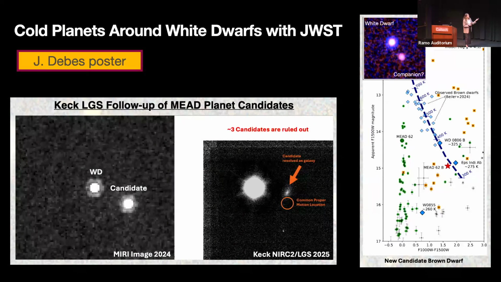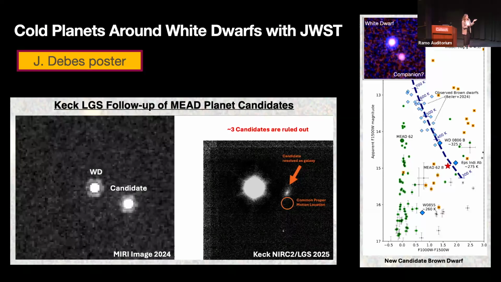And then I'll also mention as well, John Debus, we're not only looking at solar-type stars here, we're also looking for planets, or trying to look for planets around other types of stars as well, including cold planets around white dwarfs, for example. So John has been leading a program with JWST, the MEAD survey, and has a few candidates that he's been following up with Keck. And he has a poster on this, potential companions, so I encourage you to go and chat with John about this.